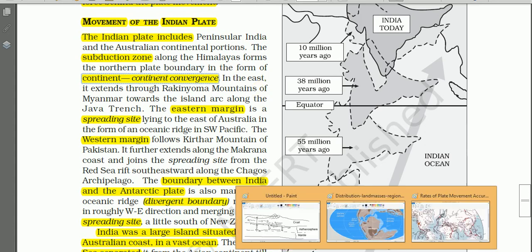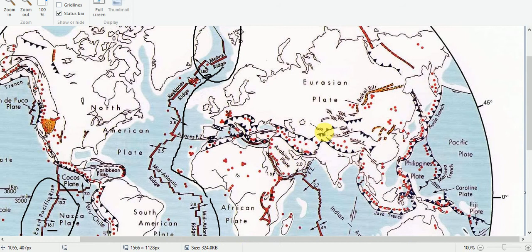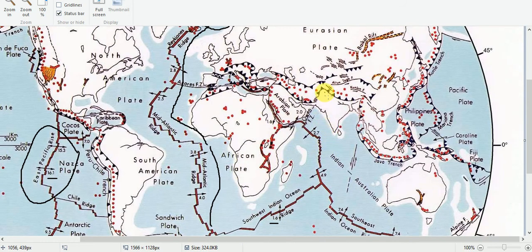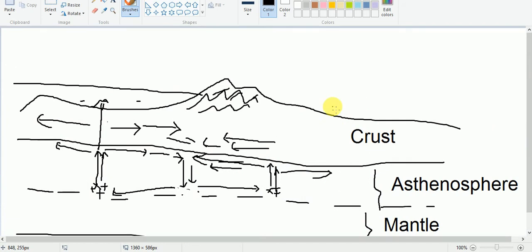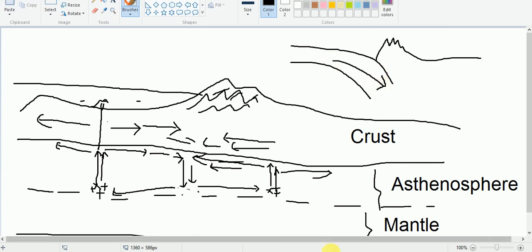So let us see that diagram. See here, this is the area, this is the zone. So this is the subduction zone. That means the Indo-Australian plate is going down below the Eurasian plate like this. See here, the Indian plate is just moving down like this. Let us say this is the Himalaya mountain and this is the Eurasian plate. So the Indian plate is moving down the Eurasian plate. That is the point mentioned here.